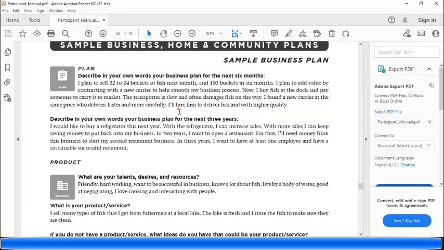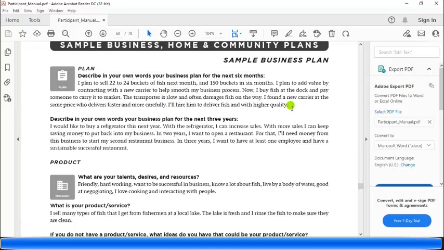Let me read what the person wrote. Describe in your own words your business plan for the next 6 months. The person wrote, I plan to sell 22 to 24 buckets of fish next month and 150 buckets in 6 months. I plan to add value by contracting with a new carrier to help smooth my business process. Now, I buy fish at the cold store and pay somebody to carry it to the market. The one who transports it is very slow and often damages the fish on the way. I found a new carrier at the same price who delivers faster and more carefully. I will hire him to deliver fish with higher quality. This is what the person wrote.